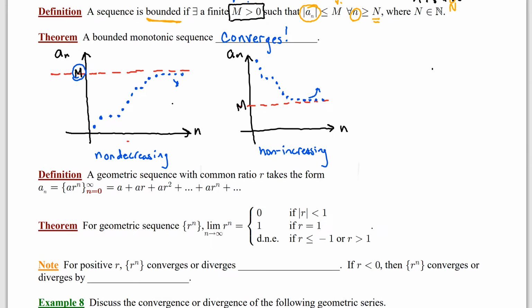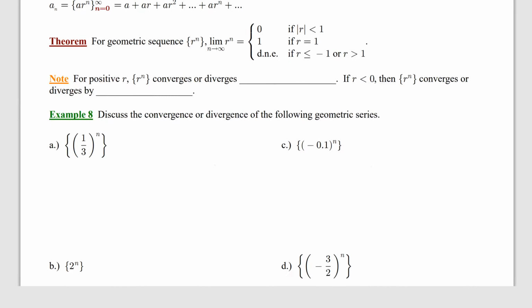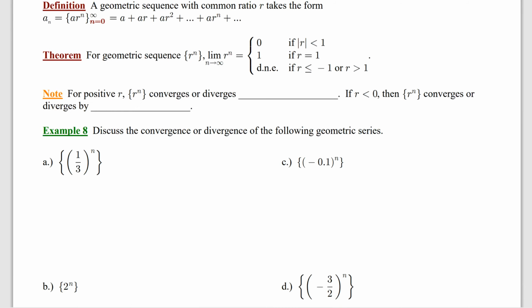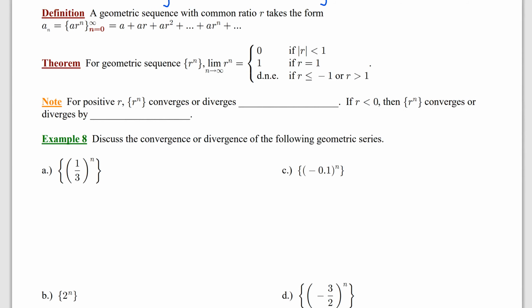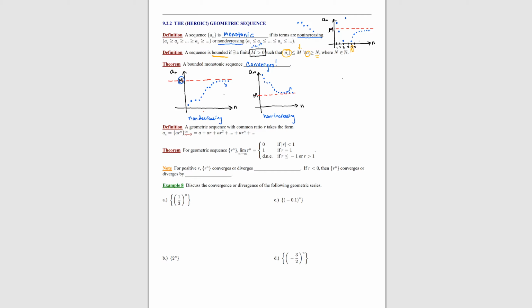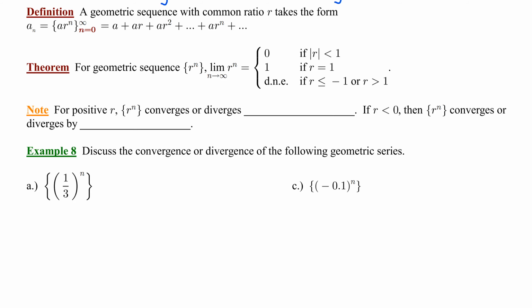So let's go ahead and define the geometric sequence next. You're going to love the geometric sequence. This one is definitely your friend. A geometric sequence with common ratio r takes the form a sub n equals a times r to the nth power, from n equals 0 to infinity.